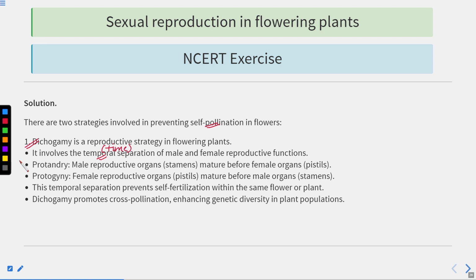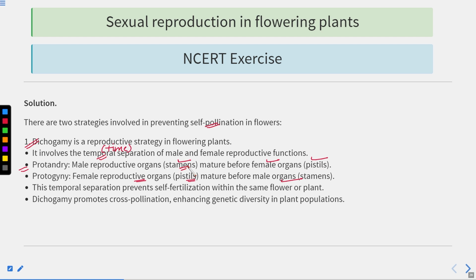So what happens here? In protandry, the male reproductive organs, which are known as the stamens, mature before the female organs, which are known as the pistil. This is known as protandry. And what is protogyny? Here the female reproductive organ, which is the pistil, matures before the stamens. Clear? So because of this, self-pollination is prevented. For self-pollination, there should be a synchrony between the maturation of both the male as well as the female reproductive organs. But here what is happening?